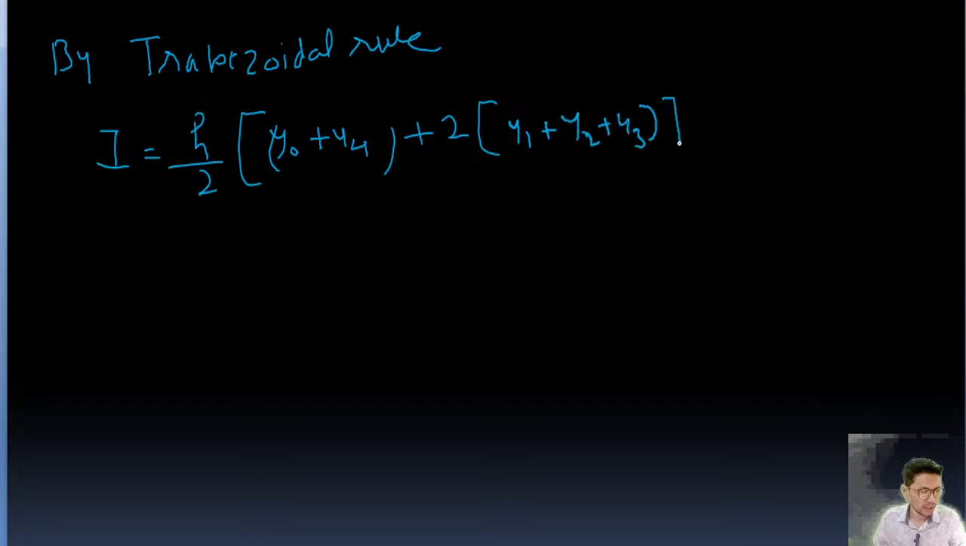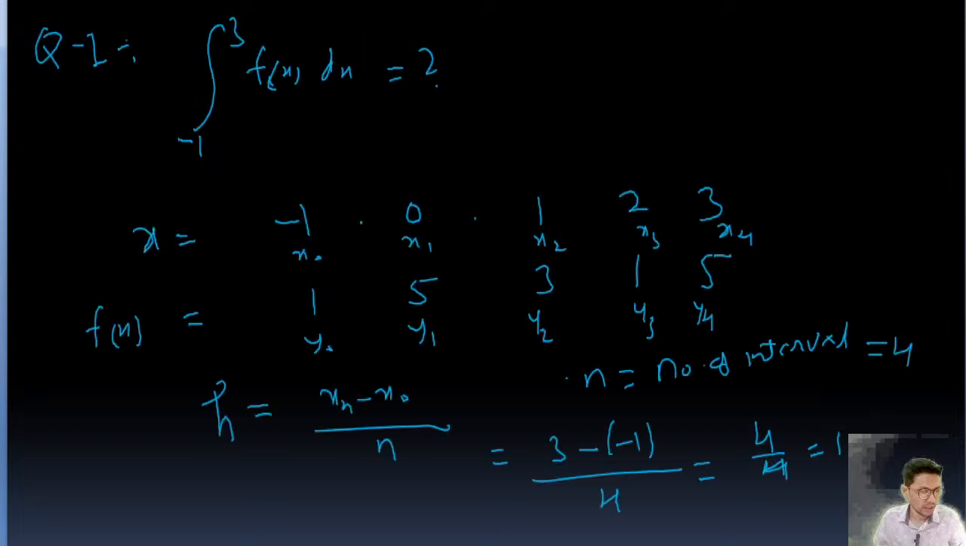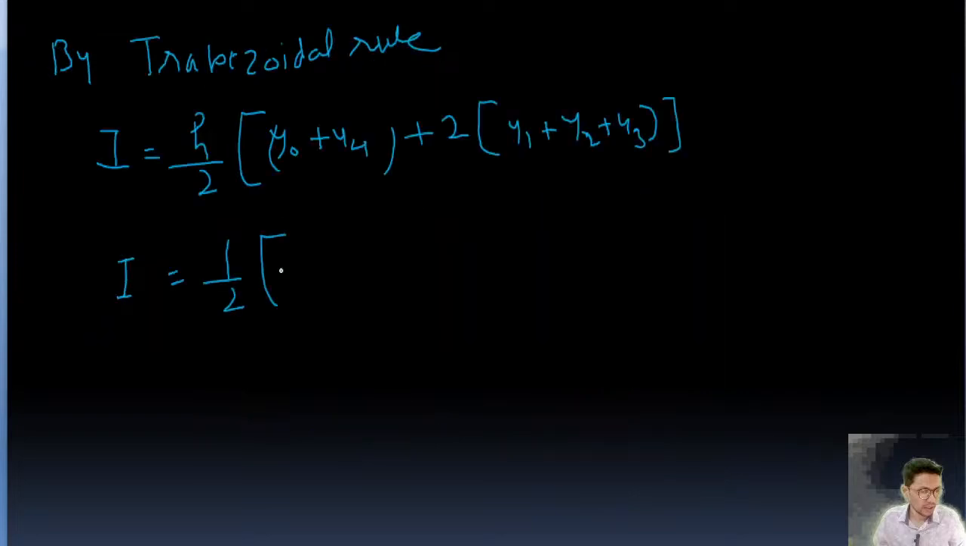Now we'll put in the values. The h value is 1, guys. So 1 by 2, and the y naught value is minus 1.